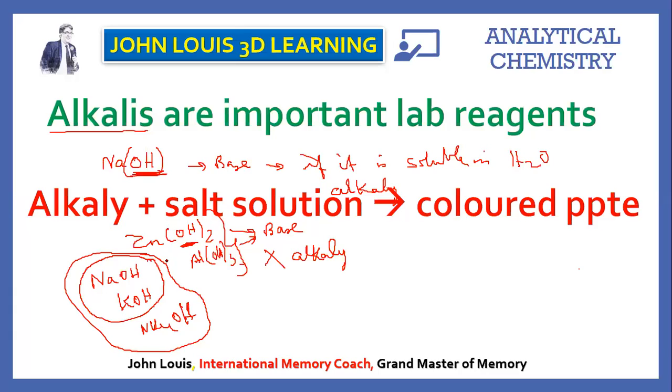So you take any salt solution and add alkali. For example, alkali means sodium hydroxide. You will get a particular color. Already you have learned the color of each and every positive ion. Based on what positive ion is present, you will get a particular color. That's what we are going to see now.